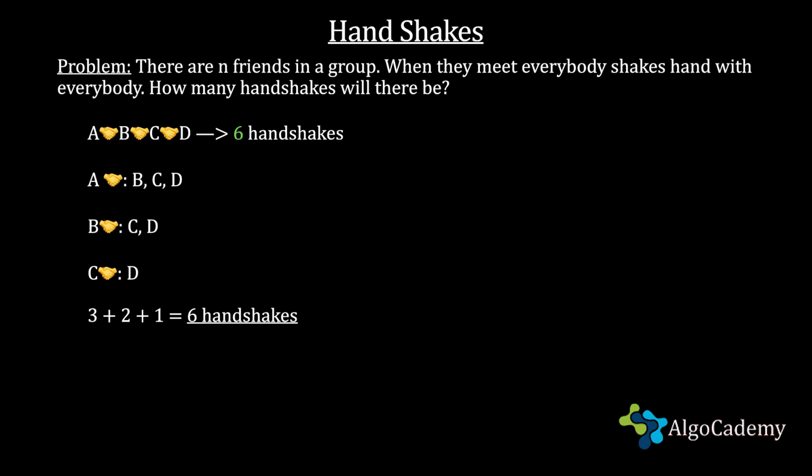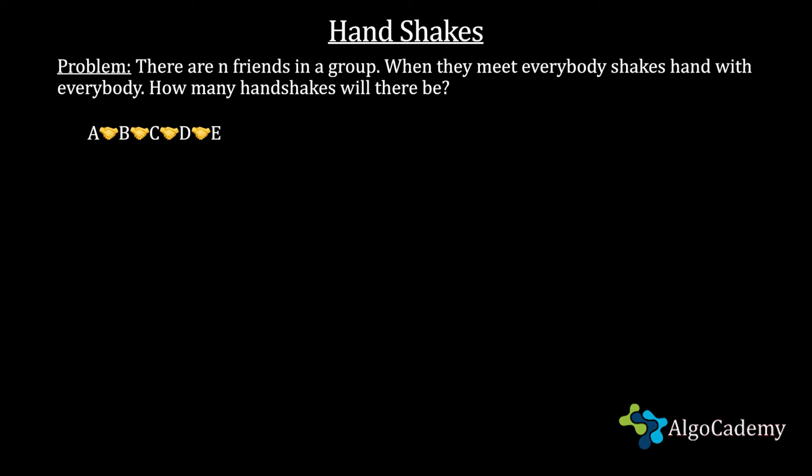Now let's take another example. N equals 5. Our friends are A, B, C, D, and E. Firstly, A will shake hands with all the other friends, B, C, D, and E. Then, B will shake hands with all the other friends except A, who he already shook hands with, so with C, D, and E. Then, C will shake hands with all the other friends except A and B, so with only D and E, and D, because he already shook hands with A, B, and C, will only shake hands now with E.